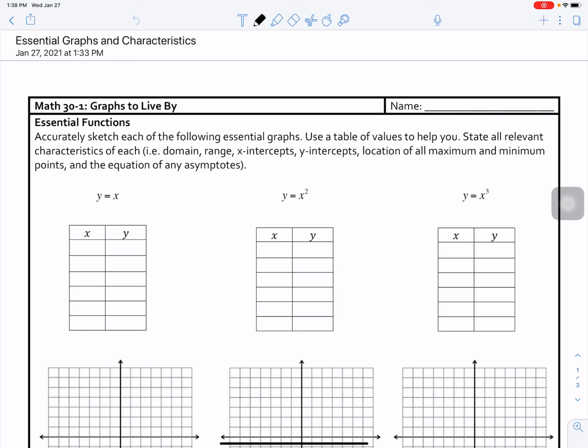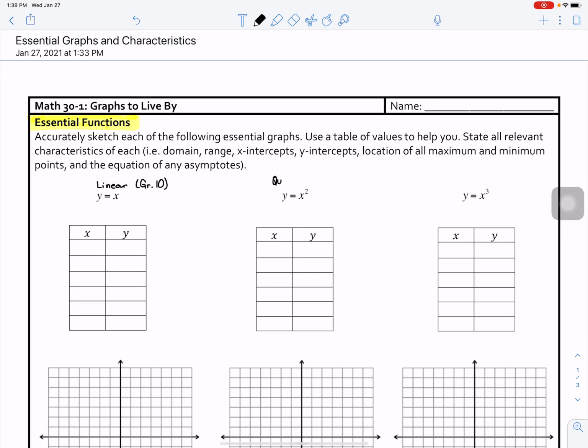So in this lesson or review lesson, we're going to talk about some essential graphs. Now, the reason we call these essential graphs is because they're kind of the most basic function related to something you've learned before. So this is a linear function, and you've basically focused on linear functions in grade 10. So you kind of should know what that looks like. And even if you do know what it looks like, I'd still like you to do the table of values.